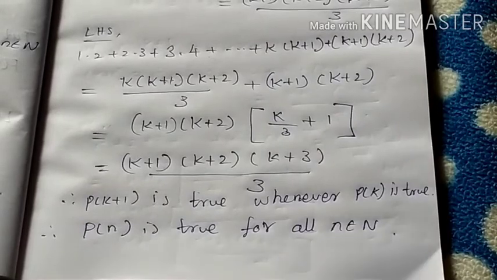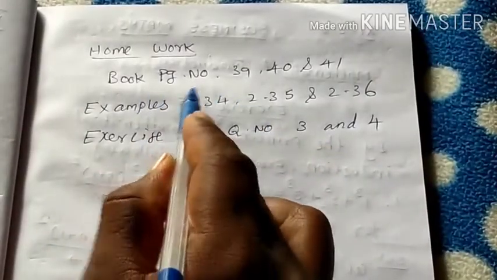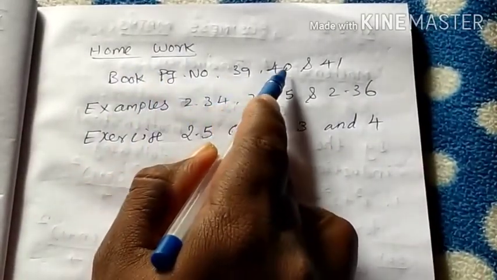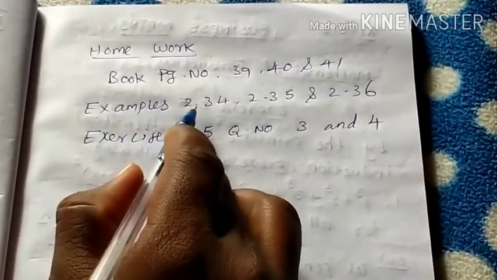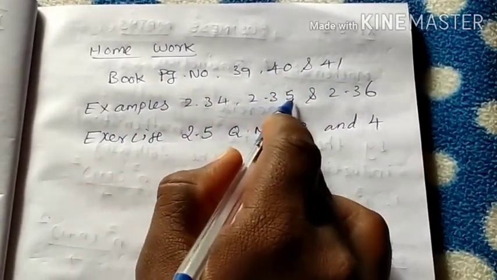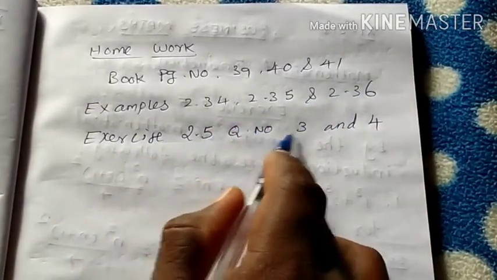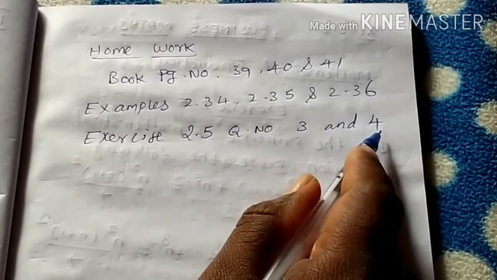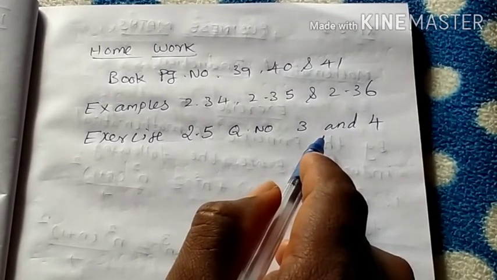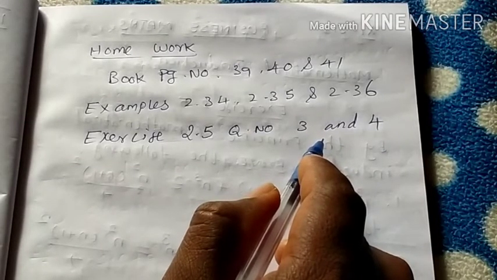Have you understood? Okay, dear students, today's homework: book page numbers 39, 40 and 41, examples 2.34, 2.35 and 2.36. Exercise 2.5, questions number 3 and 4. Okay, using the mathematical induction procedure, solve the sums.